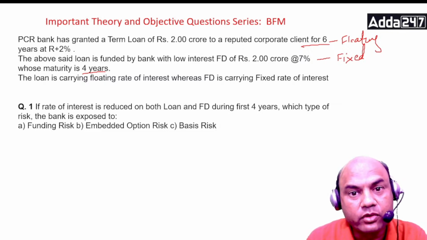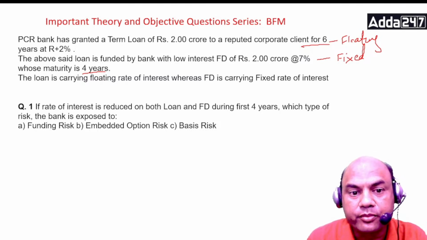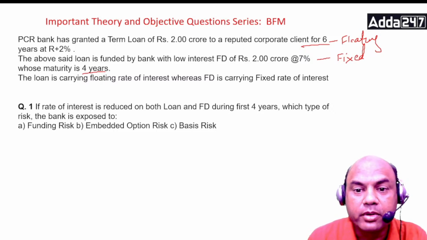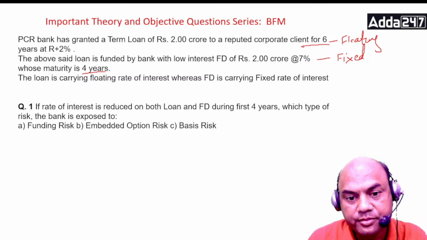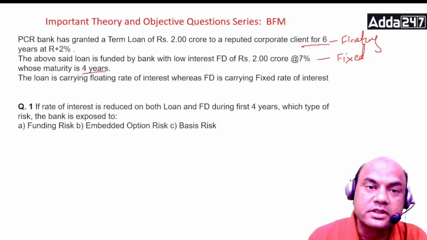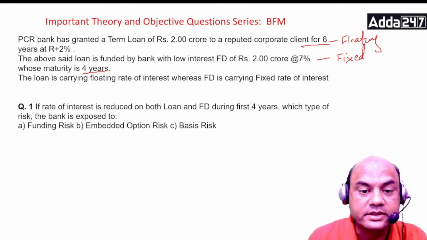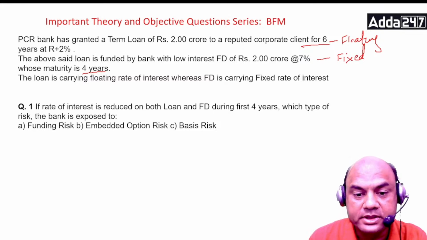So what is happening over here? This loan rate of interest is reducing because it's floating, tied to repo. But this fixed deposit rate of interest is not reducing. So which type of risk is this? In which the loan rate and the FD rate change in different proportions. So that risk is known as which risk? Funding, embedded option, or basis risk.